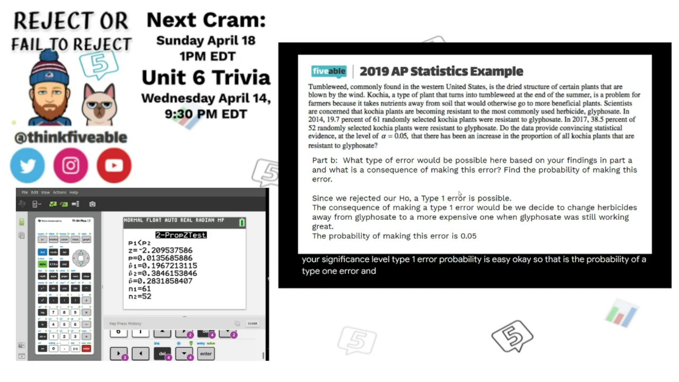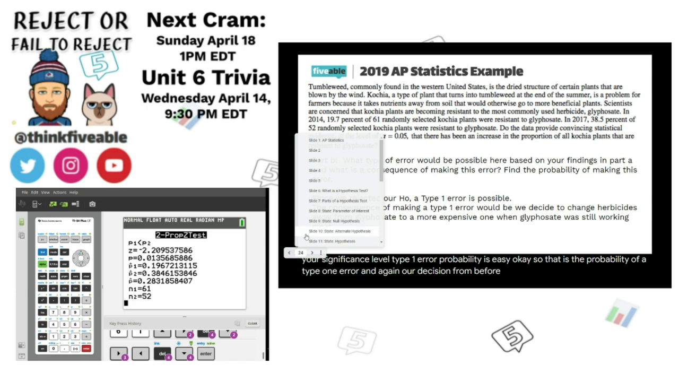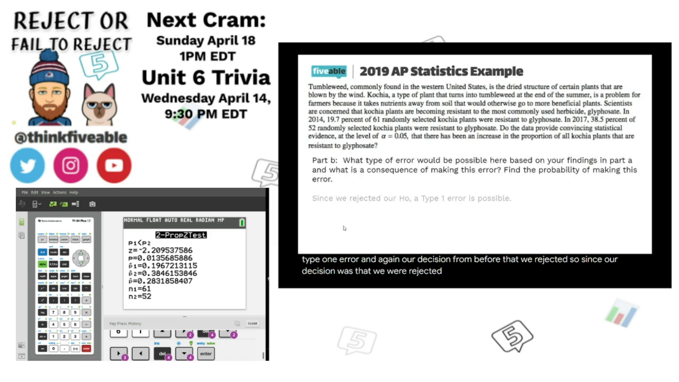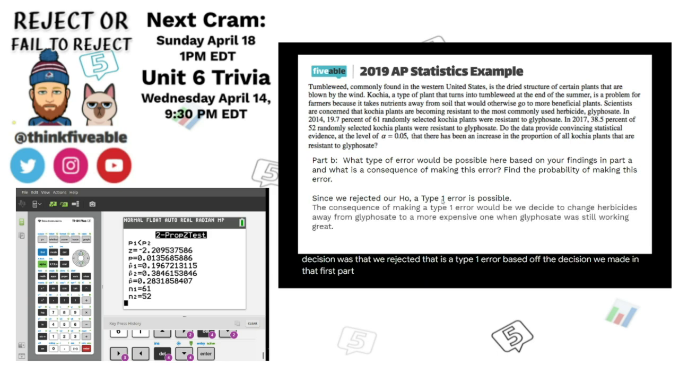And again, our decision from before is that we rejected. So since our decision was that we rejected, that is a type 1 error based off the decision we made in that first part. Okay? And then the consequence, you're just putting in context there for your answer. And type 1 is always the significance level. Type 2 is the opposite of the power, which is a little bit different.